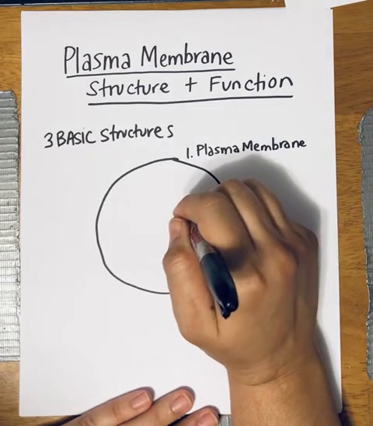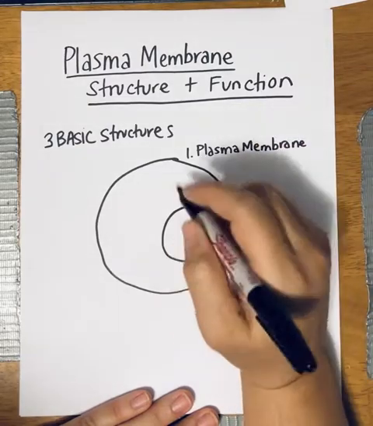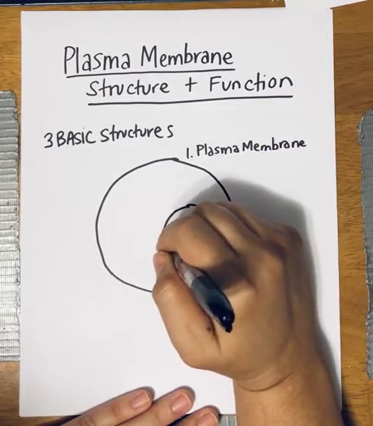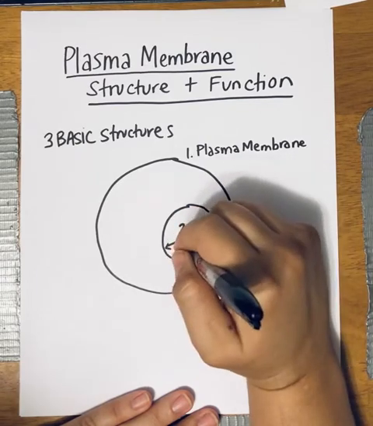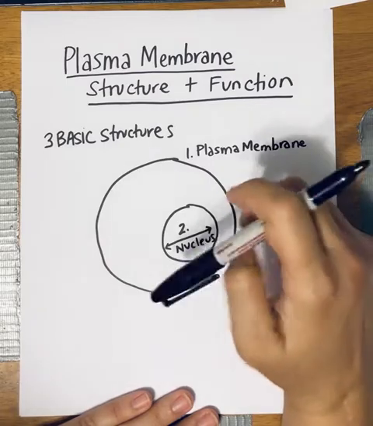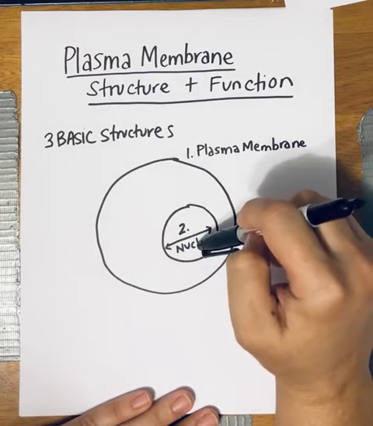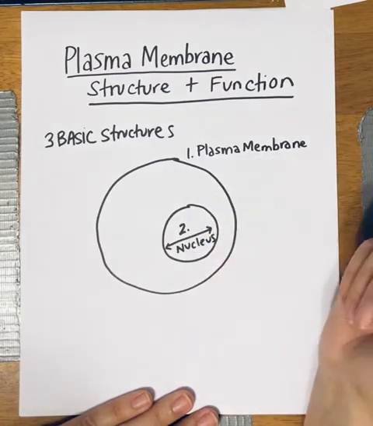Now, the second thing is inside of the cell. This whole structure is going to be the nucleus. The nucleus is your command center. This is going to direct all activities of the cell. It's going to have our DNA or our genetic material.